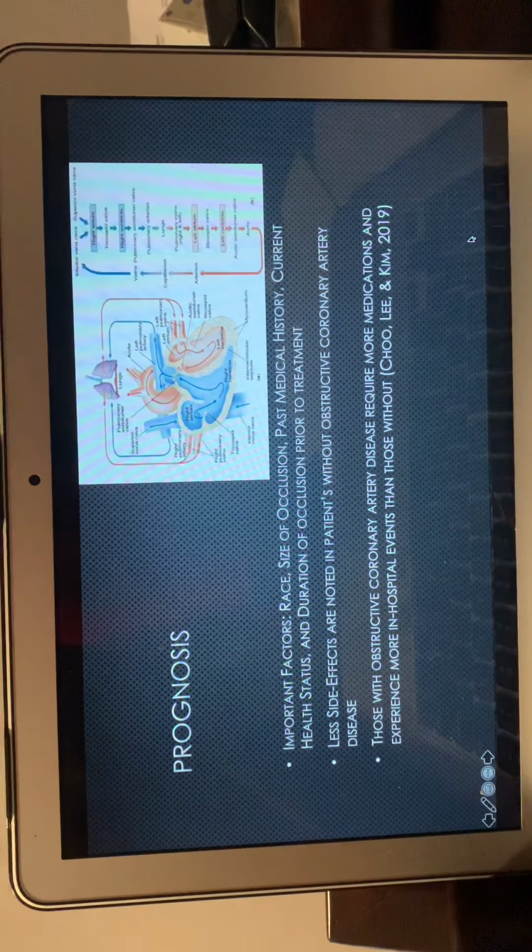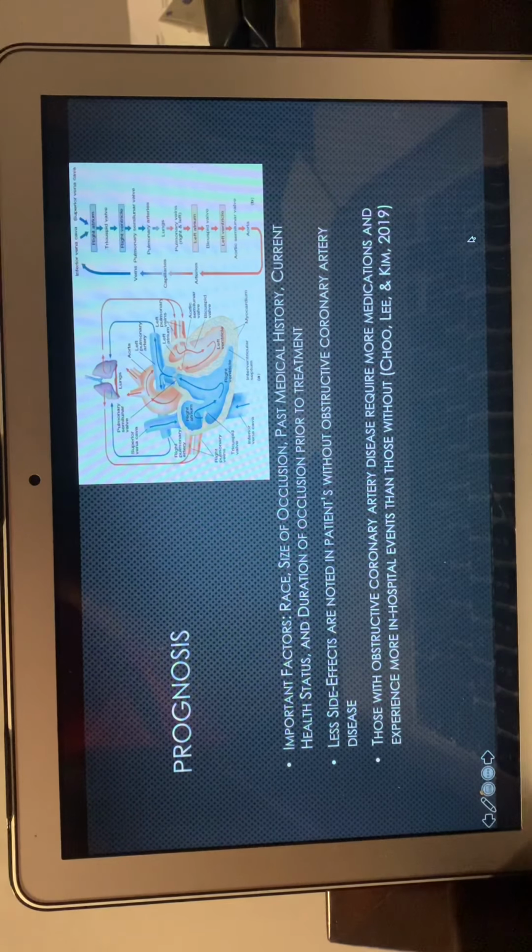So prognosis, a few things play into how well these patients recover. So race can have a difference in that, size of occlusion, past medical history, current health status, as well as duration of occlusion prior to actually getting treatment. So less side effects are noted in patients without obstructive coronary artery disease. So when you have these myocardial infarctions, you have type 1 and type 2. With type 1, there's actually obstruction in the coronary artery, where type 2, there's not. So those patients with type 1 are noted to have more issues.